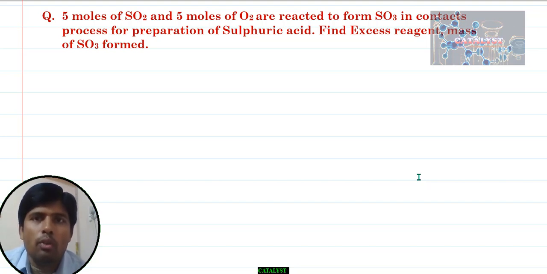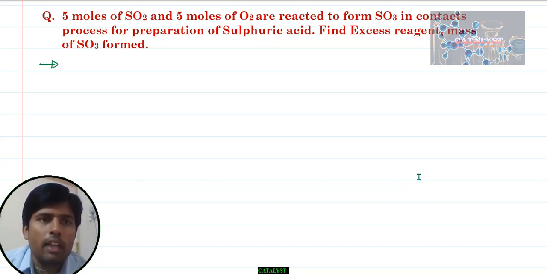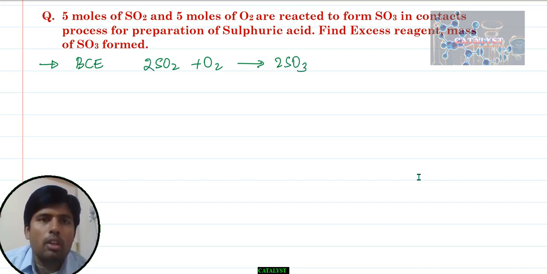Of course, this is an information. Find the excess reagent and the mass of SO3 formed. So first thing is we write the balanced chemical equation, that is SO2 plus O2 giving rise to SO3. For balancing we need 2 SO2 here. So again, the stoichiometric coefficients are 2, 1 and 2.